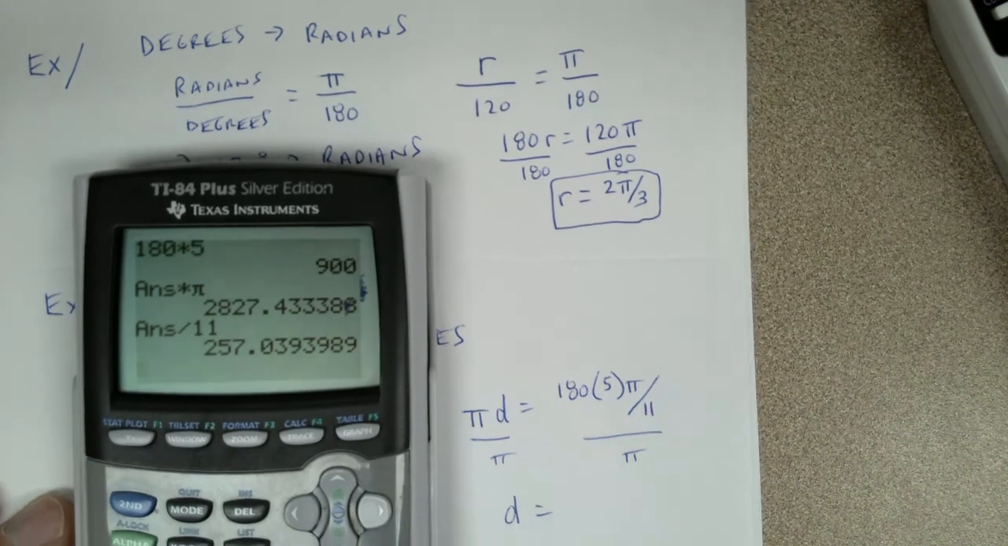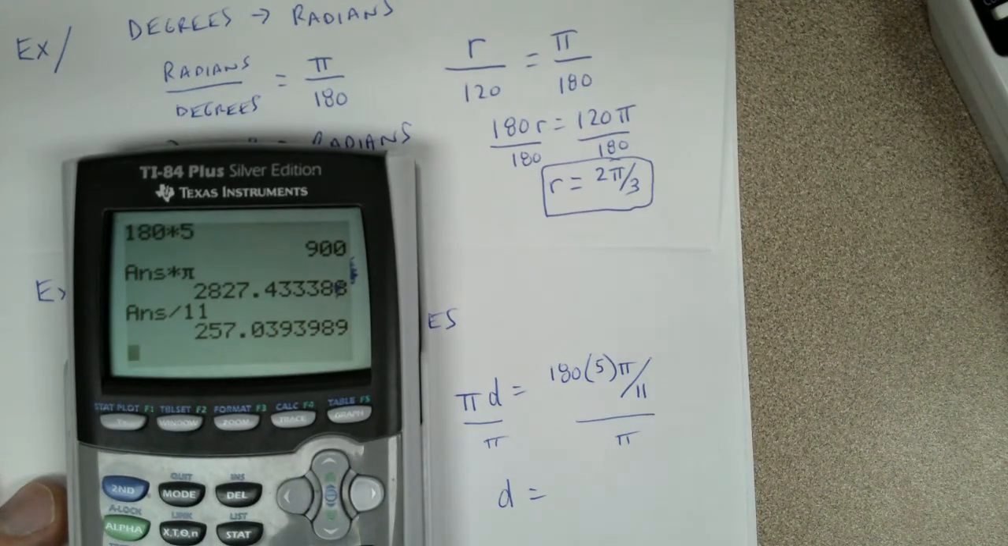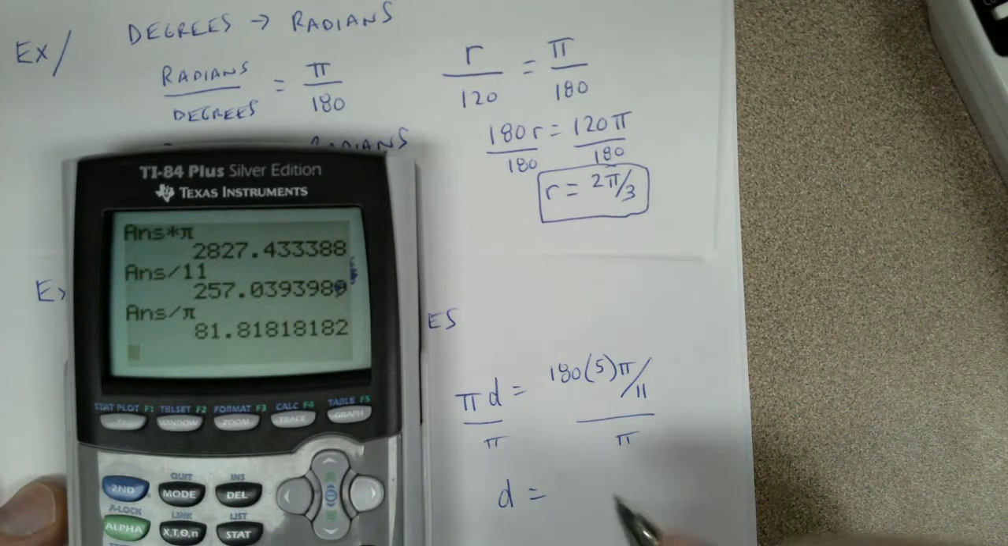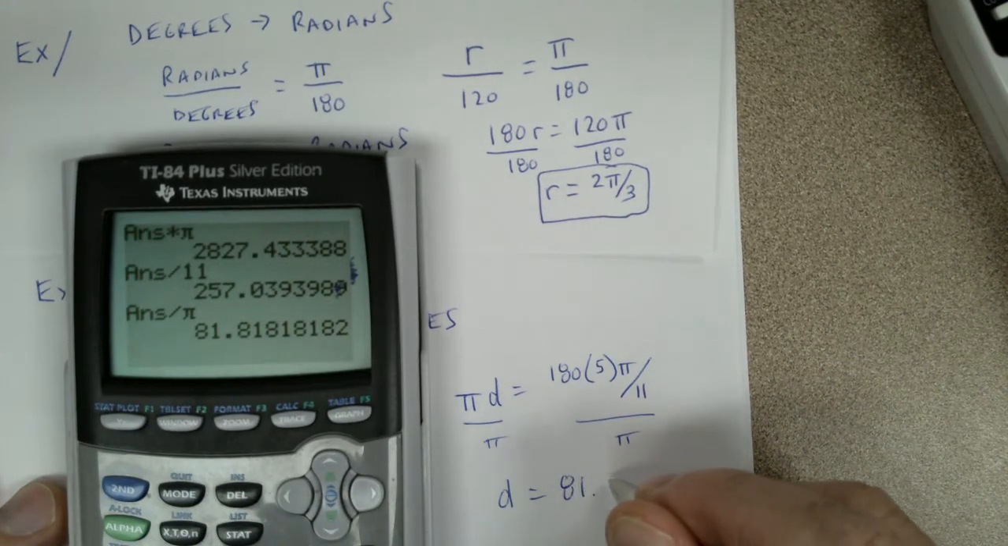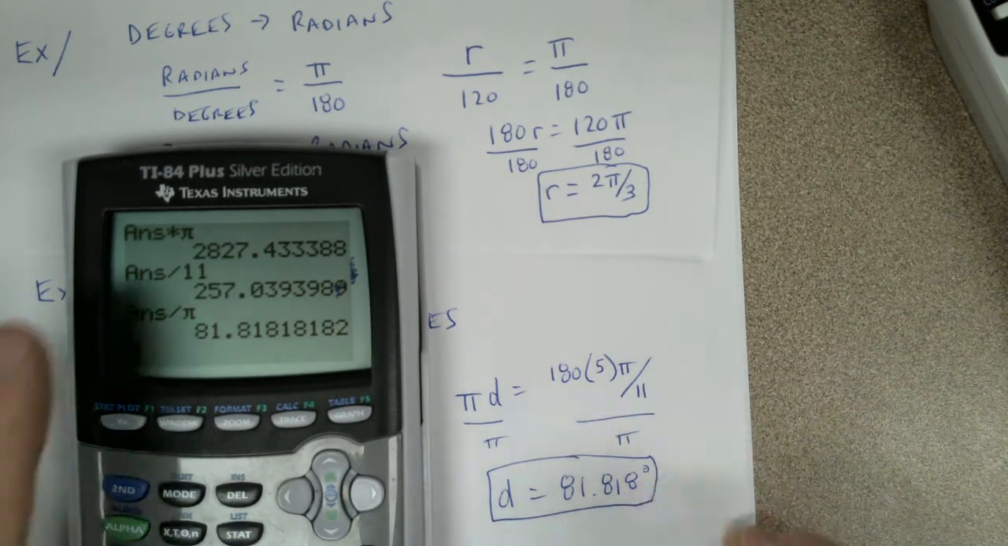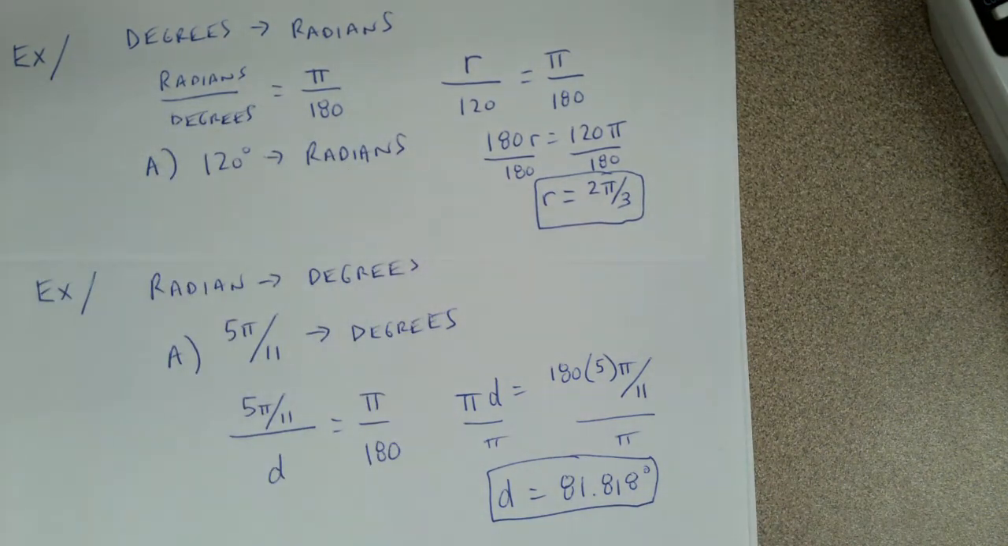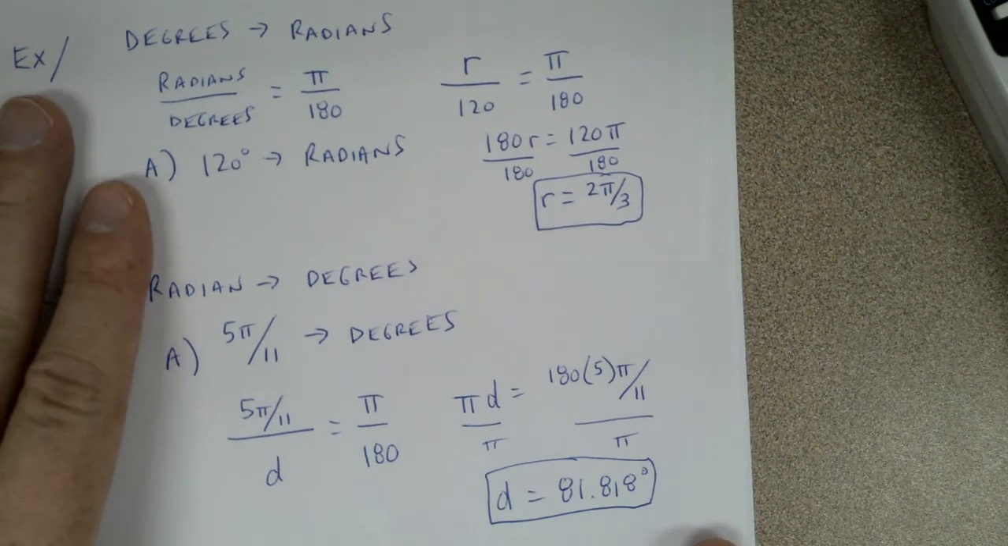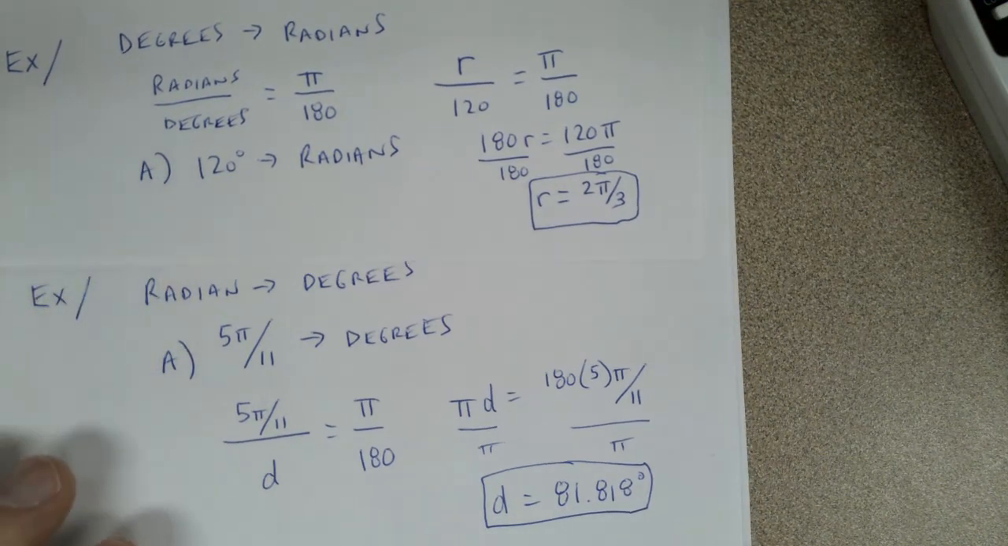So when we do that, if we divide this by pi, we get 81.818 degrees. And that would be going from radians to degrees.